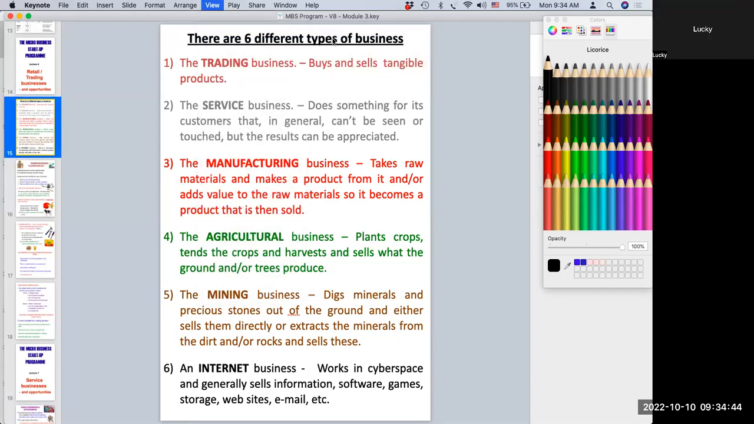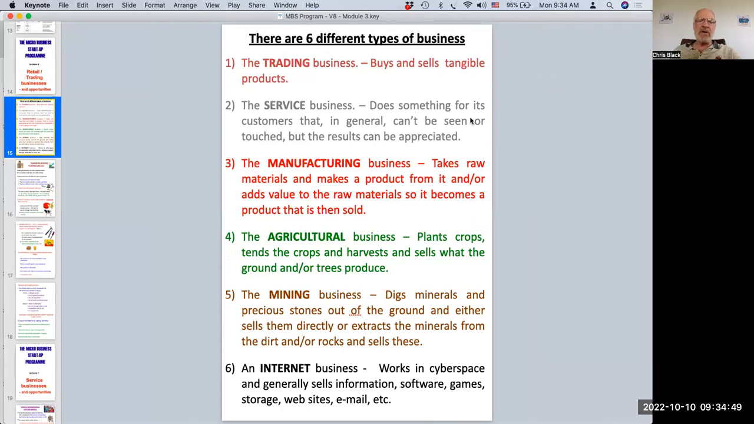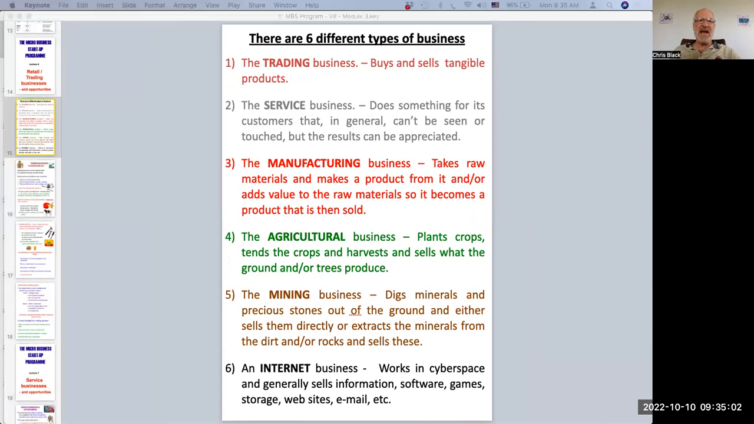Then there is the agricultural business. An agricultural business plants crops, tends the crops, harvests what the ground produces, and sells what the ground has produced. Either you're going to be selling it just as is, like if you've grown carrots, you're going to sell carrots. If you've grown spinach, you're going to sell spinach. If you've grown marog, you're going to sell marog, and so on. Or else you can take those products that the ground produces and process them. So, for instance, if you are growing tomatoes, then you might want to process the tomatoes into tomato paste or tomato sauce or something like that. But that's all involved in the agricultural business.